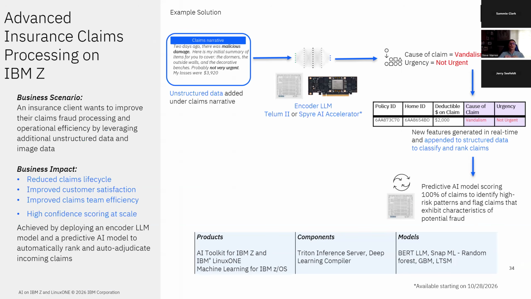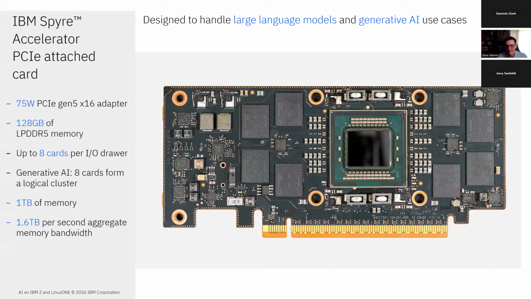And then advanced insurance claims, right? Where I might use a whole bunch of data to be able to detect both unstructured data and structured data. And when we talk about agentic in just a moment, I'll get to this in more detail. So let's talk a little about generative AI very quickly. Generative AI, again, this Spyre Accelerator.